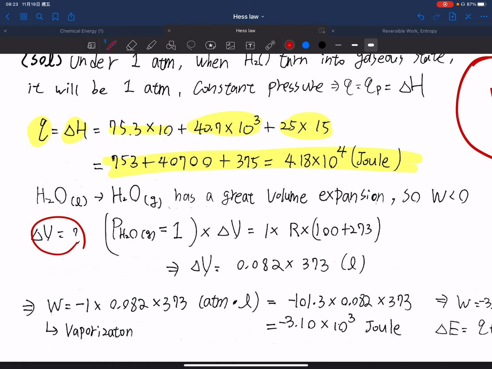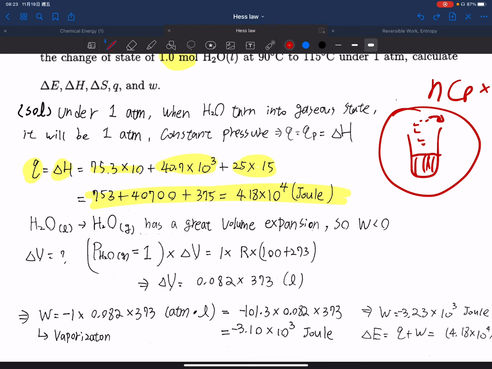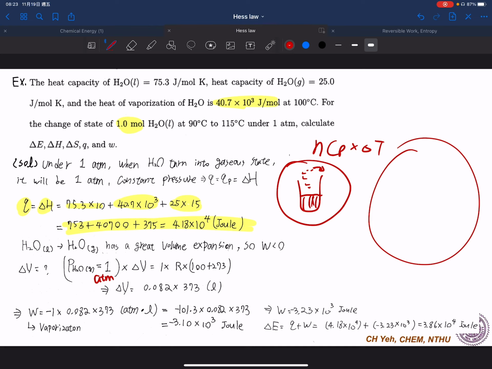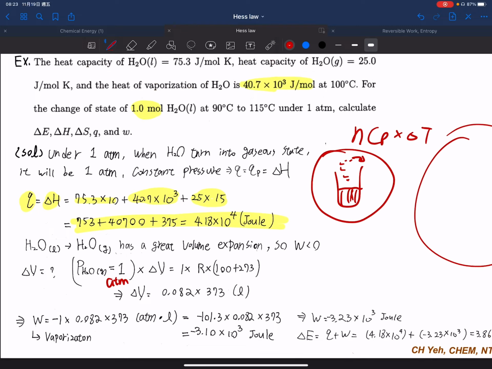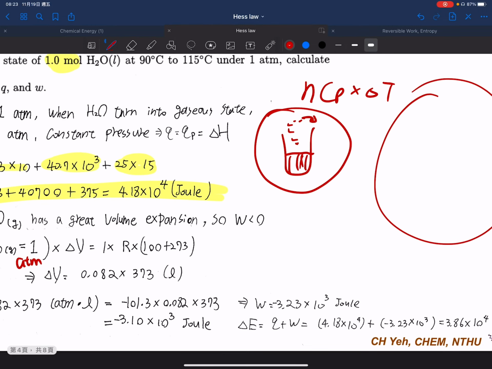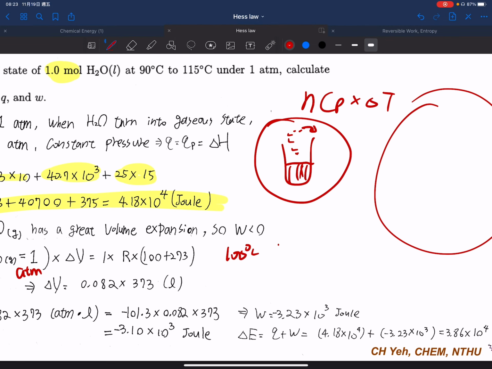That is what matters, right? The pressure is always 1 atm. So when we are holding the temperature at 100 degrees Celsius, what should happen? Originally, you come from 100 degree liquid H2O.